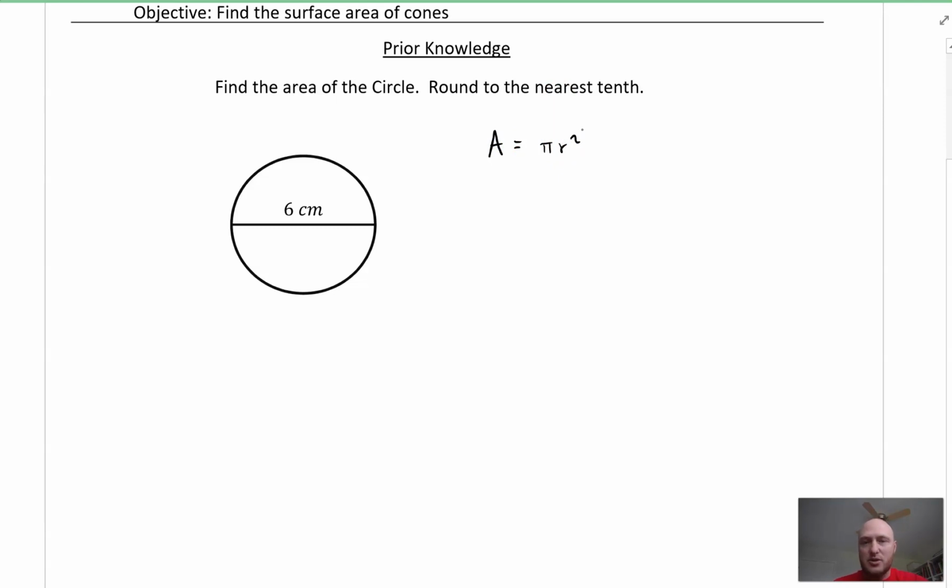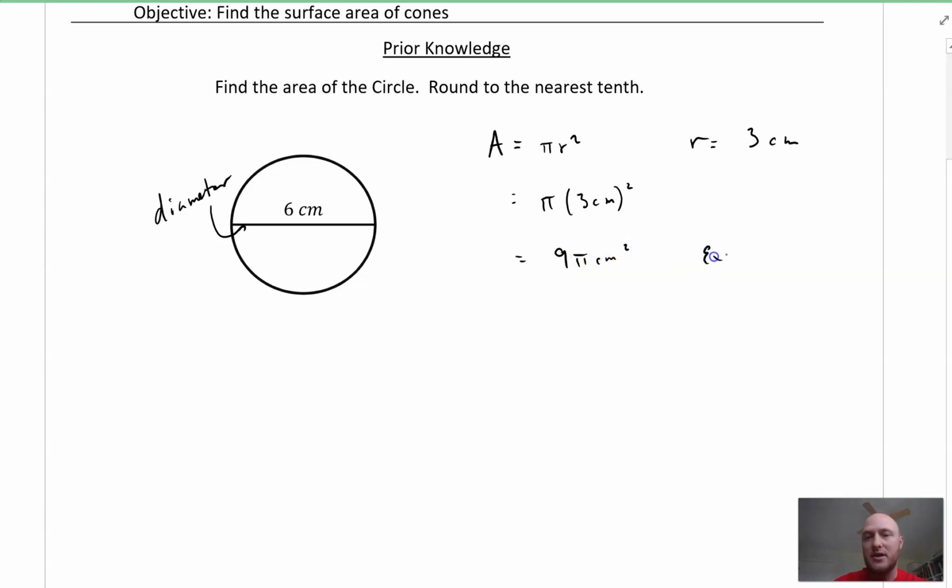So the natural question is, what is the radius of this circle? Here they give us the diameter, and that is the whole distance across the circle. Half of that would be 3 centimeters. So I have the radius, and now it's just a simple calculation. Pi times 3 centimeters quantity squared gives us 9 pi centimeters squared.